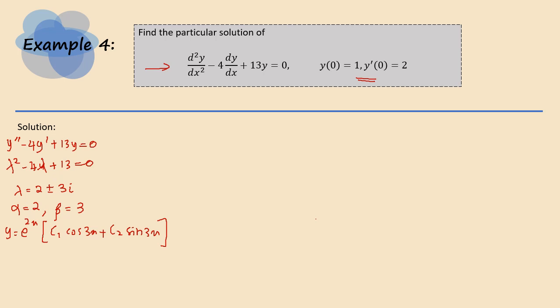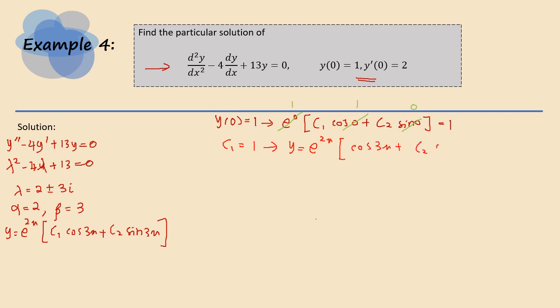Firstly, let's use the first initial condition, y(0) equal to 1. Substitute into our general solution. We will have e to the 0, c1 cos 0 plus c2 sin 0 equal to 1. So from here, we know e to the 0 is 1, cos 0 is 1, sin 0 is 0. So we have c1 equal to 1. Then our equation y equals e to the 2x. Since c1 equals 1, we have cos 3x plus c2 sin 3x.